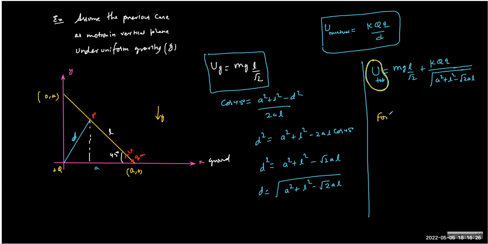So for U total max, you can clearly see it's a function of L. So dU by dL must be 0. Yes, sir. And if I differentiate, I'll get mg by root 2. And this term is a root function. So it will be how much? If you differentiate, 1 by root x is how much? Minus half, power minus 3 by 2.